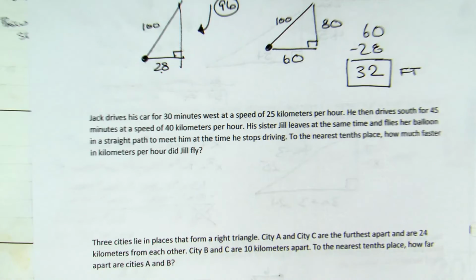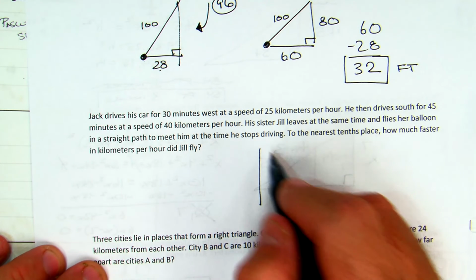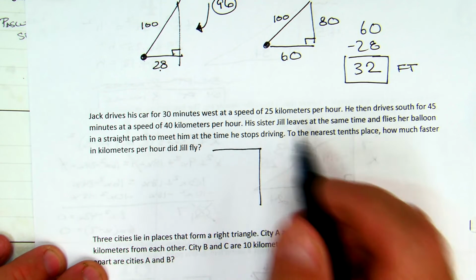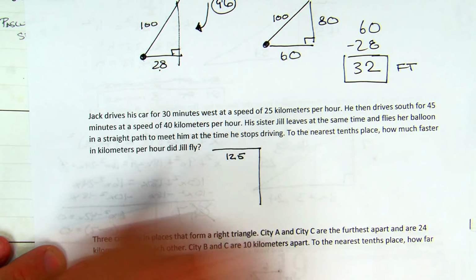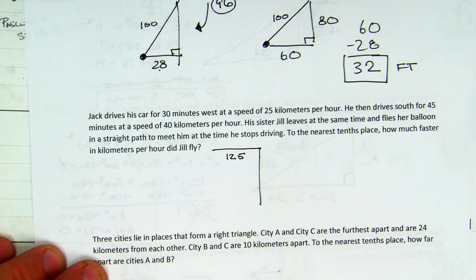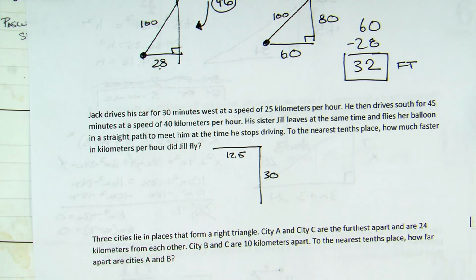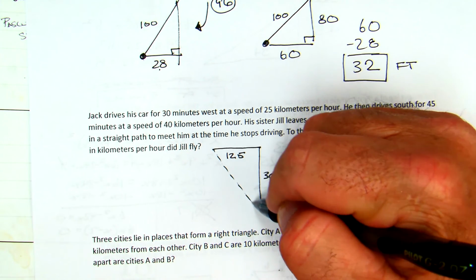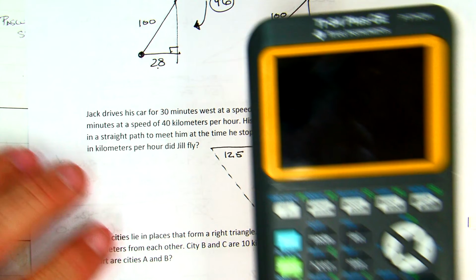Okay, next up. Jack drives his car for 30 minutes west at a speed of 25 kilometers per hour. Alright? So 30 minutes is half an hour, so that's 12.5. He then drives south for 45 minutes at a speed of 40 kilometers per hour. So that would be 30, because 3/4 of 40 is 30. Alright? His sister Jill leaves at the same time and flies her balloon in a straight path. So I can use Pythagorean theorem.